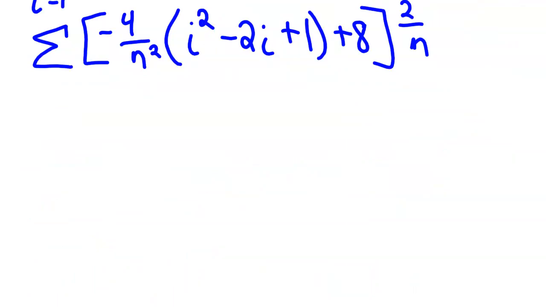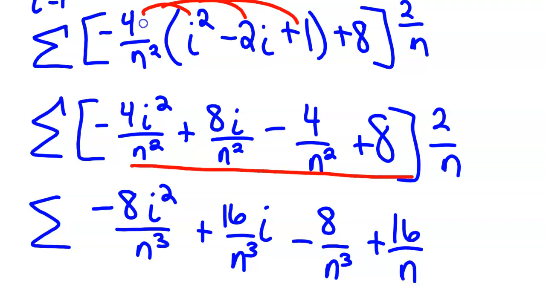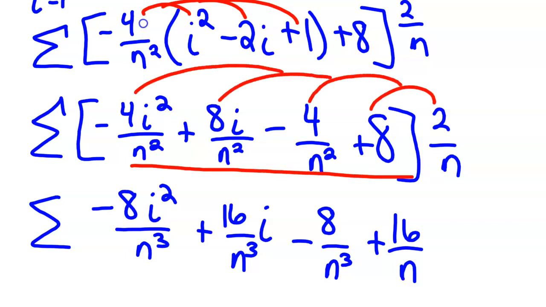In that, again, what we do here is we distribute through. So I'll just pull that up. We distribute on through this thing. I'm distributing through that parenthesis. That's what I have here. And then you distribute the 2 over n back through everything. And that's what I have here.